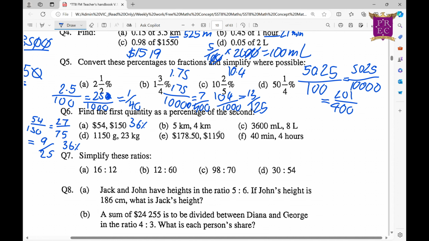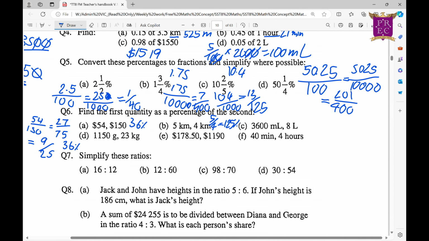Remember with this one, as a percentage of the second, it's 5 on 4, not 4 on 5. 5 on 4 is 1 and another quarter, which is 125%. Because 1 is 100%, so another quarter is 25, so we say it's 125%. I'll just give you the answers. Now you've got the hang of it.